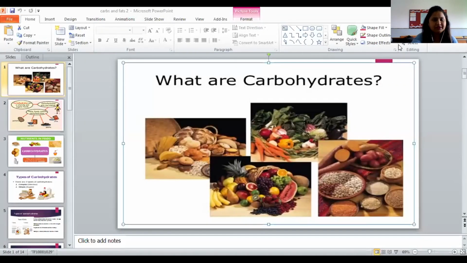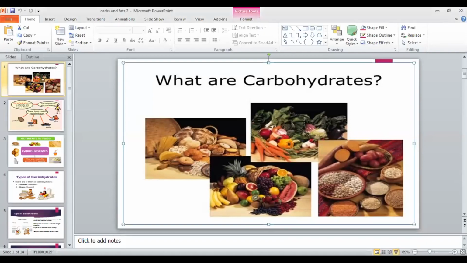So in this session we are going to discuss the two major nutrients, first carbohydrates and second fats. So let us start with a small slide show. The first slide is about the carbohydrates. Now children, you must be thinking, what are carbohydrates? Okay, so carbohydrates are the energy giving food.